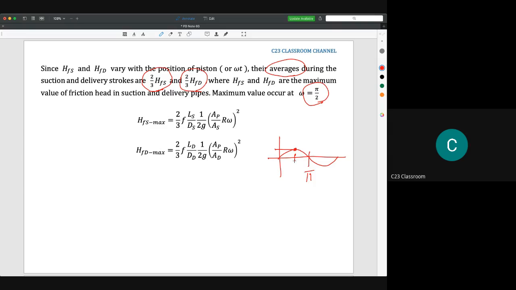So now the average frictional head for the piston pump at suction and delivery is shown by this equation. You have 2 over 3 f, L over D, 1 over 2g, times A_p over A, r omega squared. When you want to calculate the suction value, you need to use all the suction parameters, as well as the delivery parameters if you want to calculate the maximum friction head for delivery. So I hope you can remember this equation.